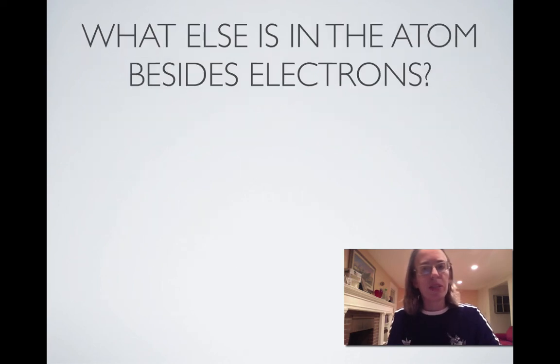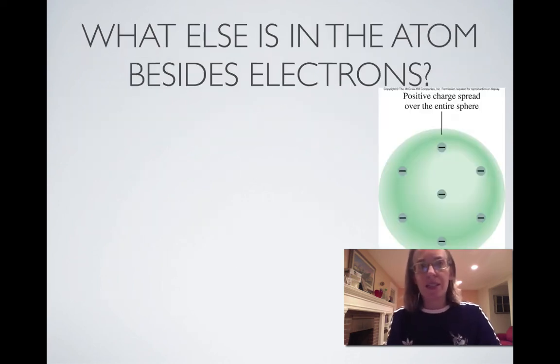So more questions came up. What else is in the atom besides these electrons? We knew at this point that atoms had a neutral charge overall. It was not a negatively charged particle. And so that meant there had to be some sort of positive charge in the atom. And since the mass of the electron was so small, the common thought was that the positive charge must take up most of the volume of the atom, and it would be distributed fairly evenly.